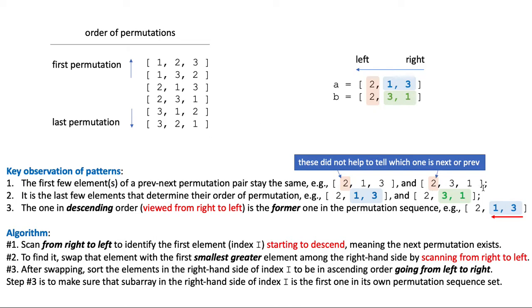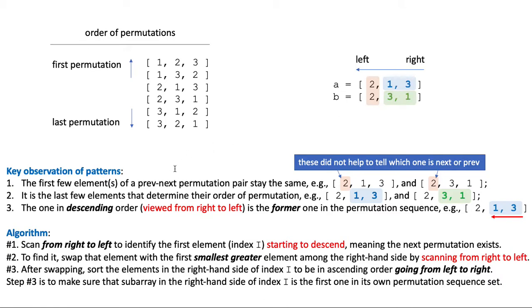I'll summarize here. First, the first few elements do not matter, like this 2 equal to 2. This does not help to tell us which one is previous or which one is the next one. Second, it is the last few elements that determine their order of permutation. This 1, 3, and 3, 1.